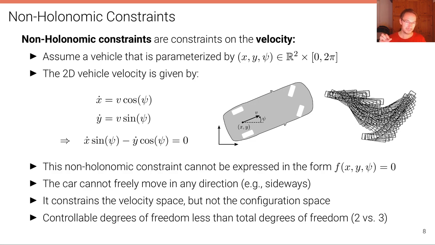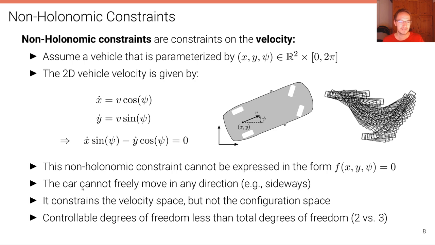The important thing to note here is that this constraint is a non-holonomic constraint because it cannot be expressed in the form f of x, y, and psi, or in other words, f of the configuration space equal to zero, as in the previous examples with the holonomic constraints. That's the difference between the non-holonomic and the holonomic constraints. The holonomic constraints are constraints on the configuration space, and non-holonomic constraints are constraints on the velocity.